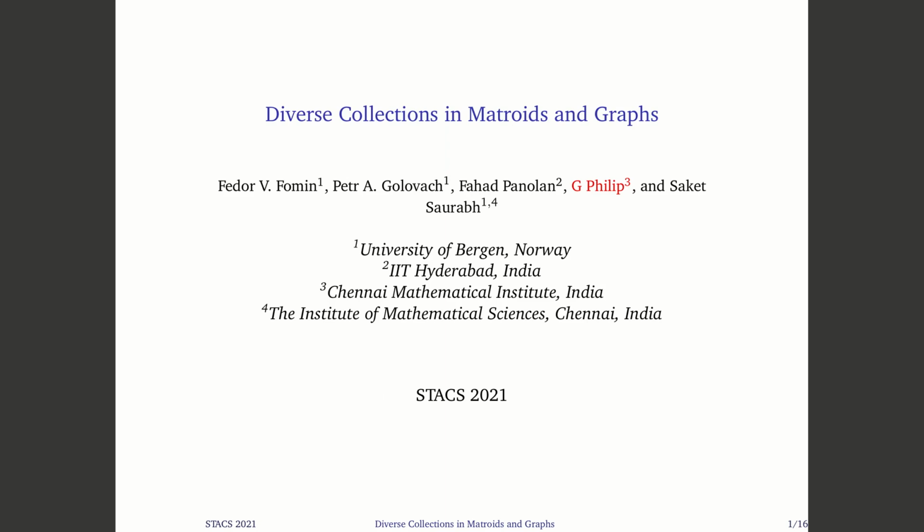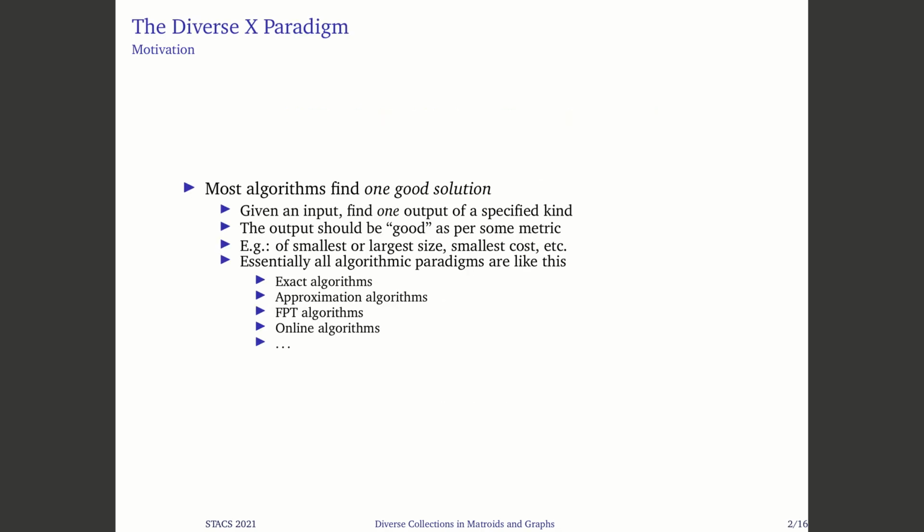This talk is about the paper titled Diverse Collections in Matroids and Graphs. I'm Philip and this is joint work with Fedor Fomin, Petr Golovach, Fahad Panolan and Saket Saurabh.